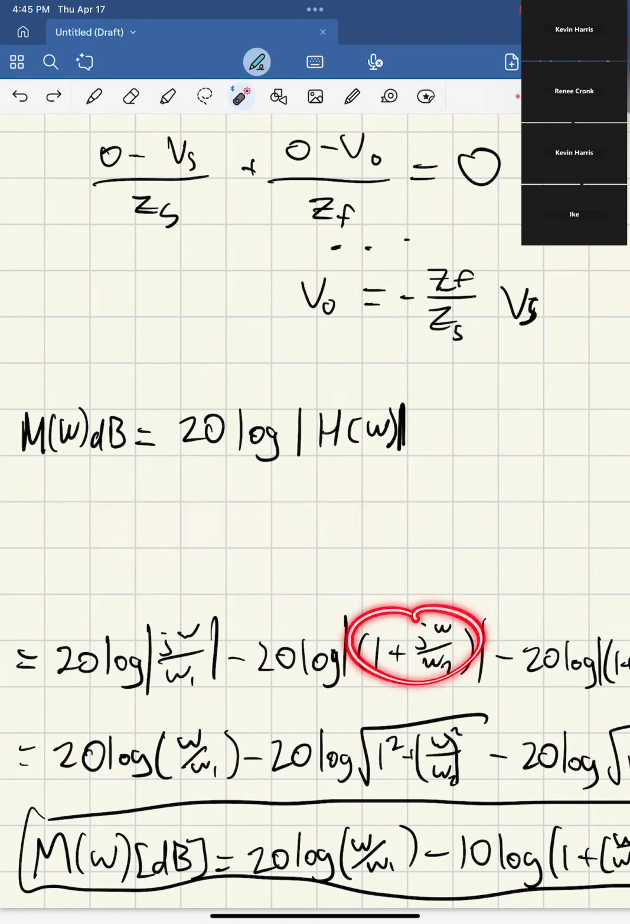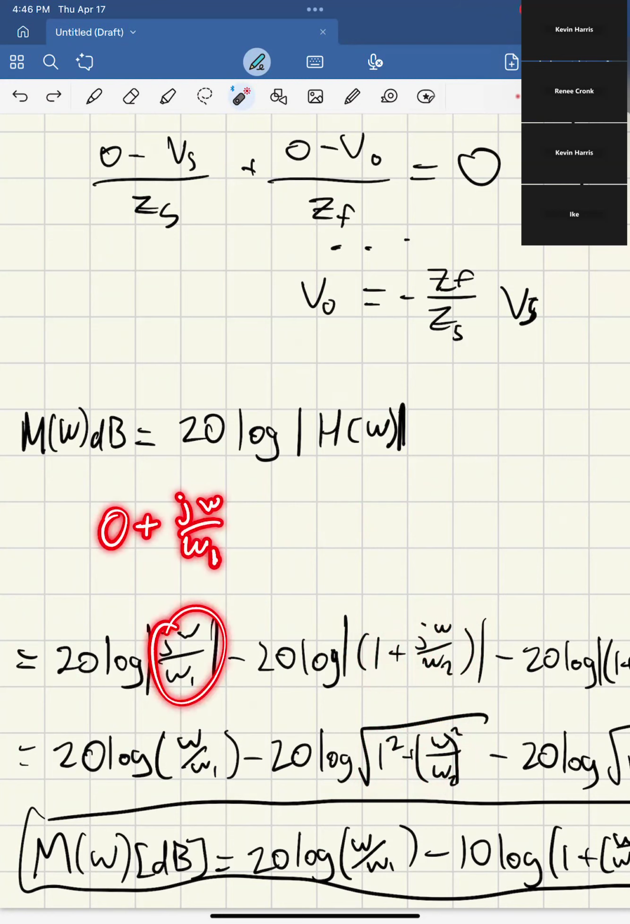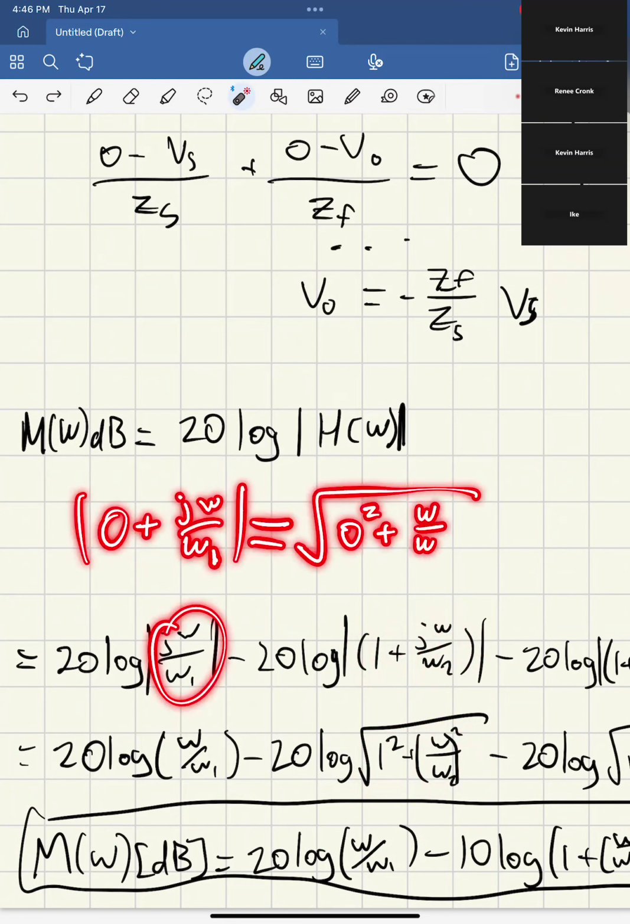For these, we did that. This is the real part, and this, excluding the j, is the imaginary part. For this one, however, it's like 0 plus j omega over omega 1. So if we took the absolute value of this, it would be the square root of 0 squared plus omega over omega 1 squared, and then this is just omega over omega 1.